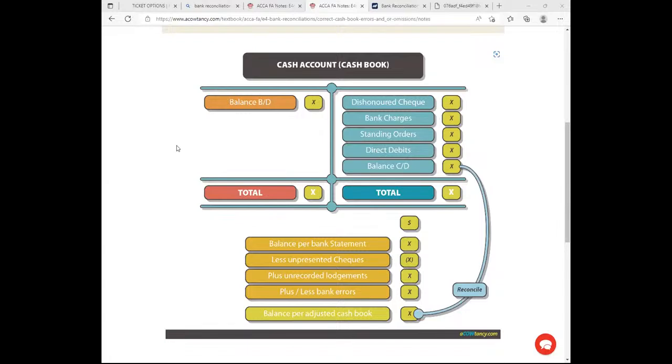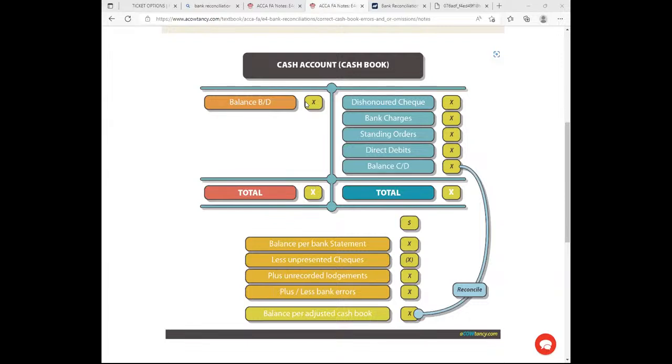I hope you are able to see there are two major things that you must always have. Whenever you talk of a bank reconciliation, you must have a cash account. You must have what you call a cash book. A cash book, bring the balance brought down. Put it there on the debit side.